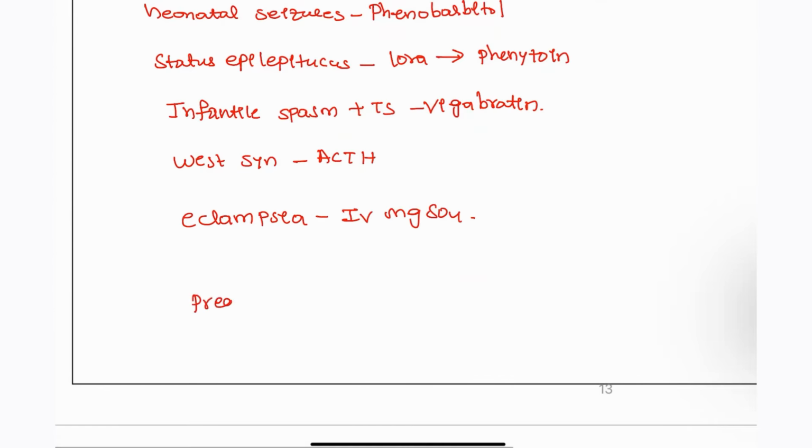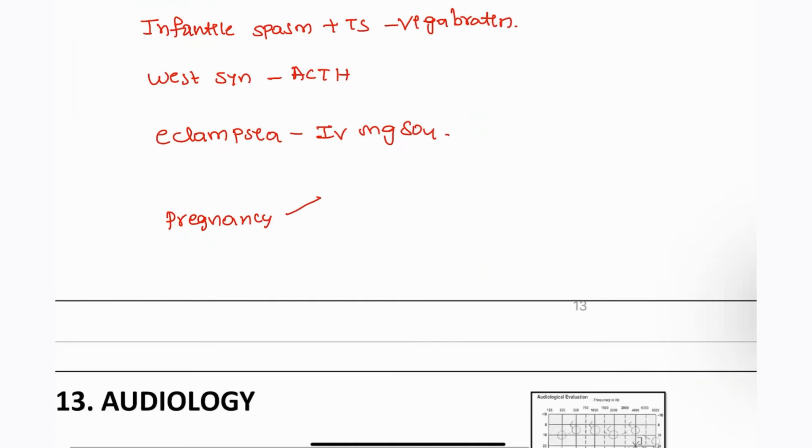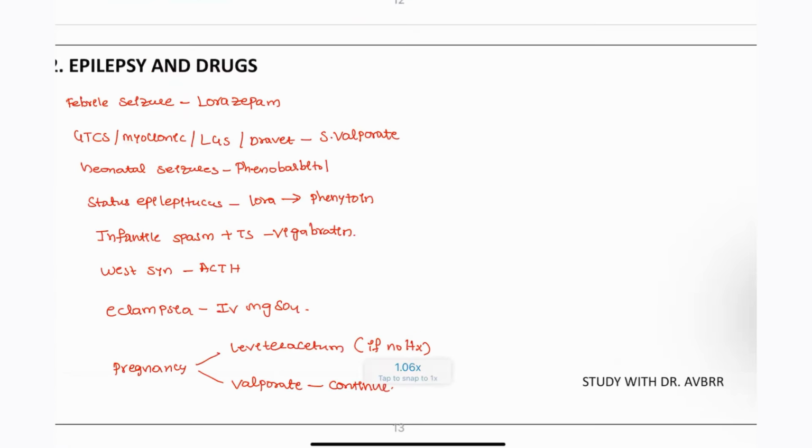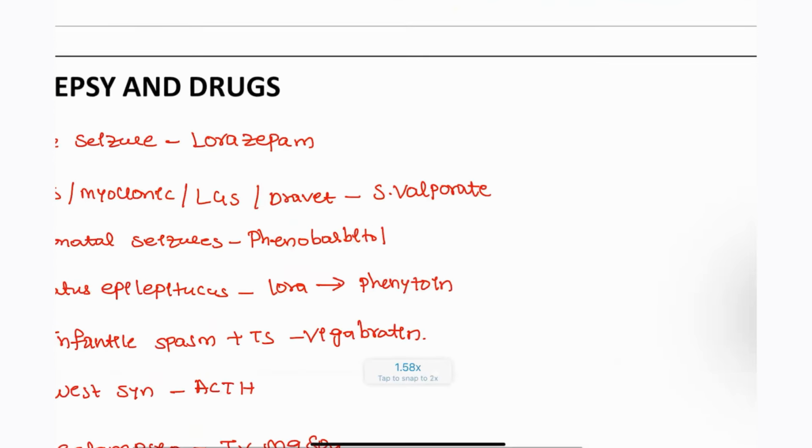Next, coming to the pregnant patient. In the pregnant patient, what is the best drug that we can start, guys? Levetiracetam is given if there is no history of other drugs. But if the patient is already on valproate, then continue, right? Then it can be continued. Next, we forgot another important one, that is absence seizure. For the patient suffering from absence seizure also, we are going to give sodium valproate.